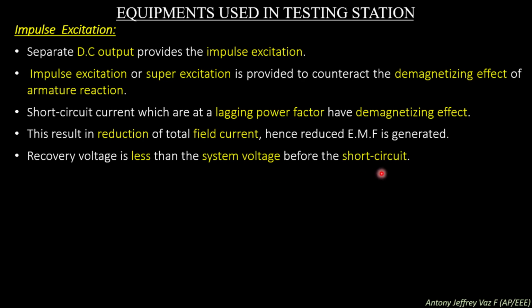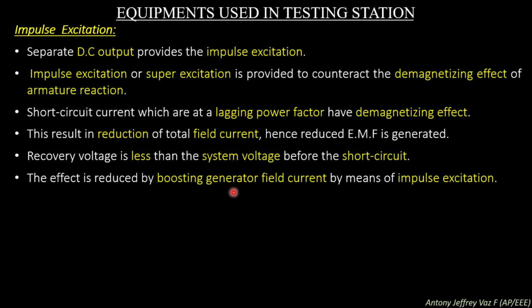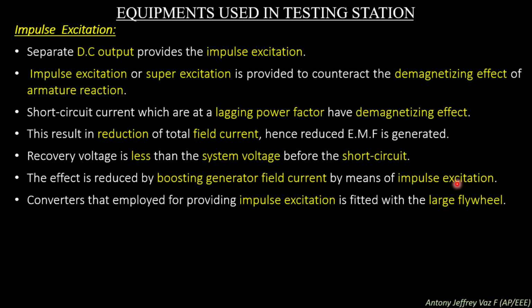So, when impulse excitation is not used, the recovery voltage created in the system is lesser when compared to the system voltage. The effect is reduced by boosting the generator field current by means of impulse excitation. So, the reduced system voltage can be boosted with the help of impulse excitation, which is provided by the impulse exciter in the DC field of the generator.